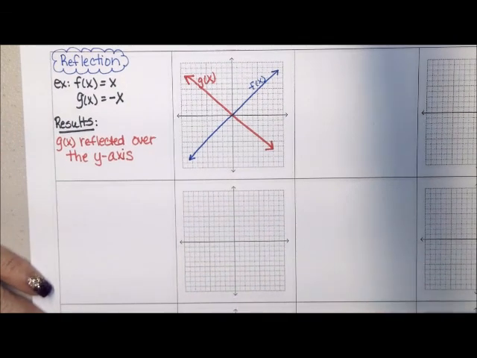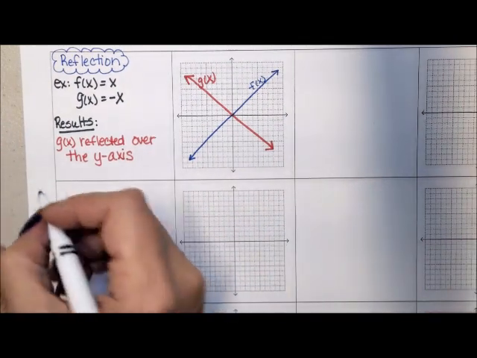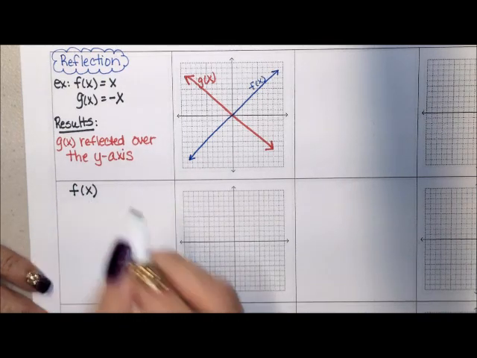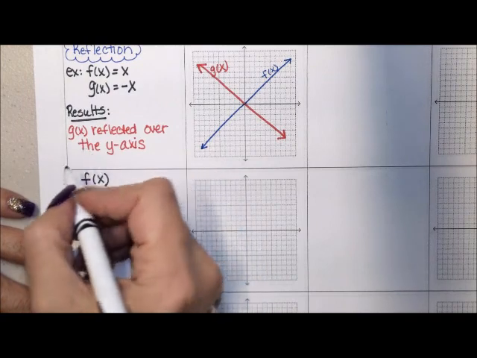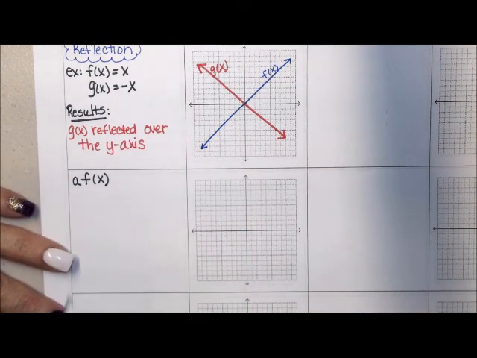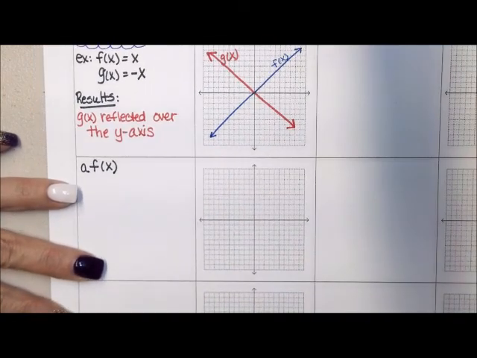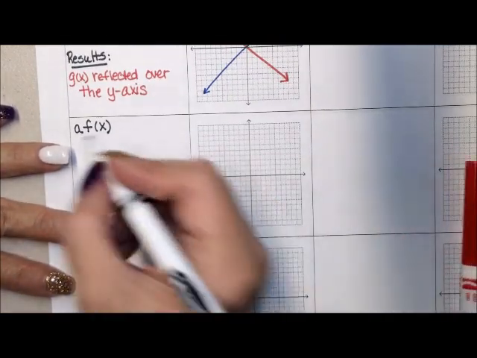Okay? I want to do another one, and that is, what if we have f of x, and we put an a in front of it. A times f of x. All right. So let's give an example.